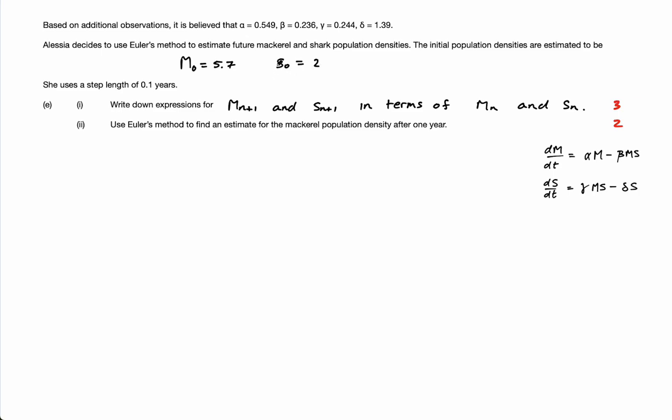Write down expressions for m of n plus 1 and s of n plus 1 in terms of mn and Sn. Okay, this, guys, is in the formula booklet. This is Euler's method. I've got to the point now, it's taken a while, where I am glad to see an Euler's method question because I just know how to do it, and I want you all to get to that stage as well.